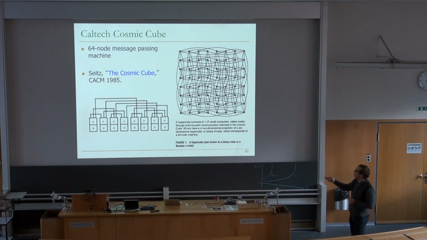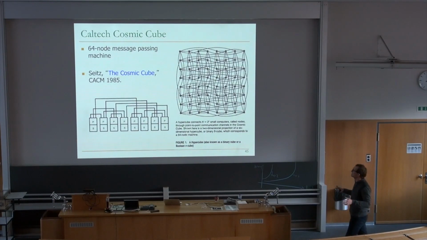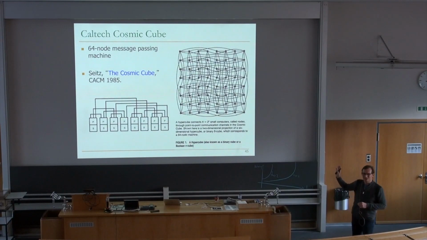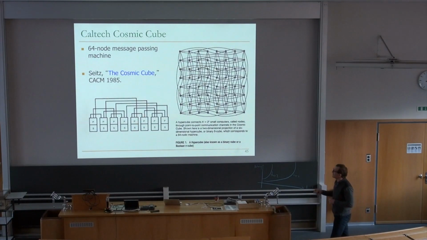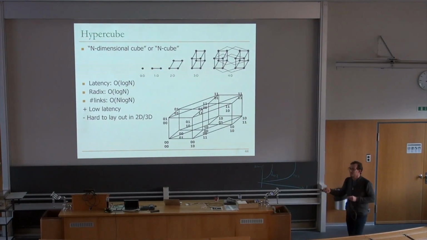It's essentially a 6-cube. They call it a binary 6-cube. It's a 64-node machine, and this is a 2-dimensional projection of this 6-dimensional hypercube. As you can see, it's a mess, so it's hard to lay out. But your connectivity is very nice. As a result, you get this nice O(log n) latency.